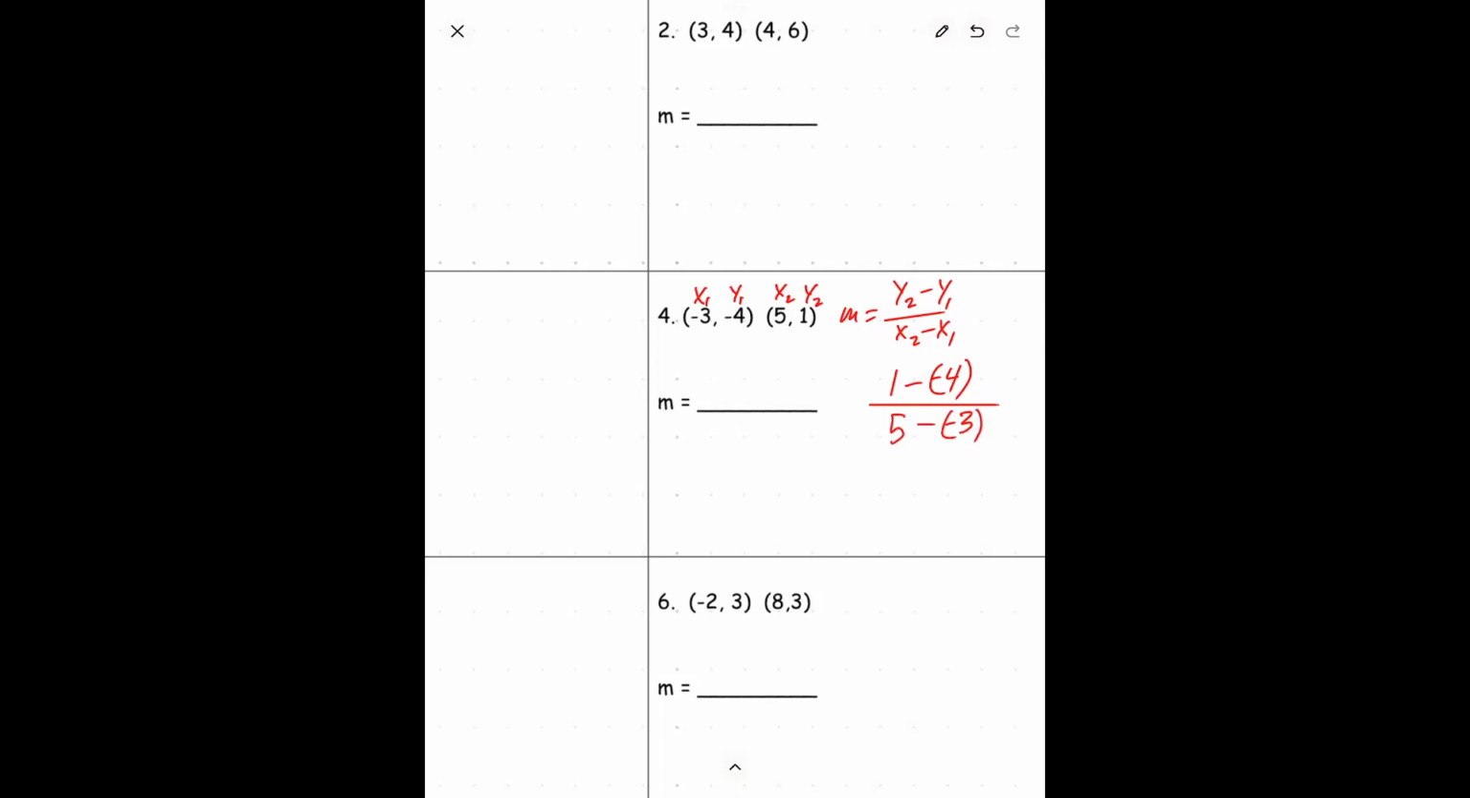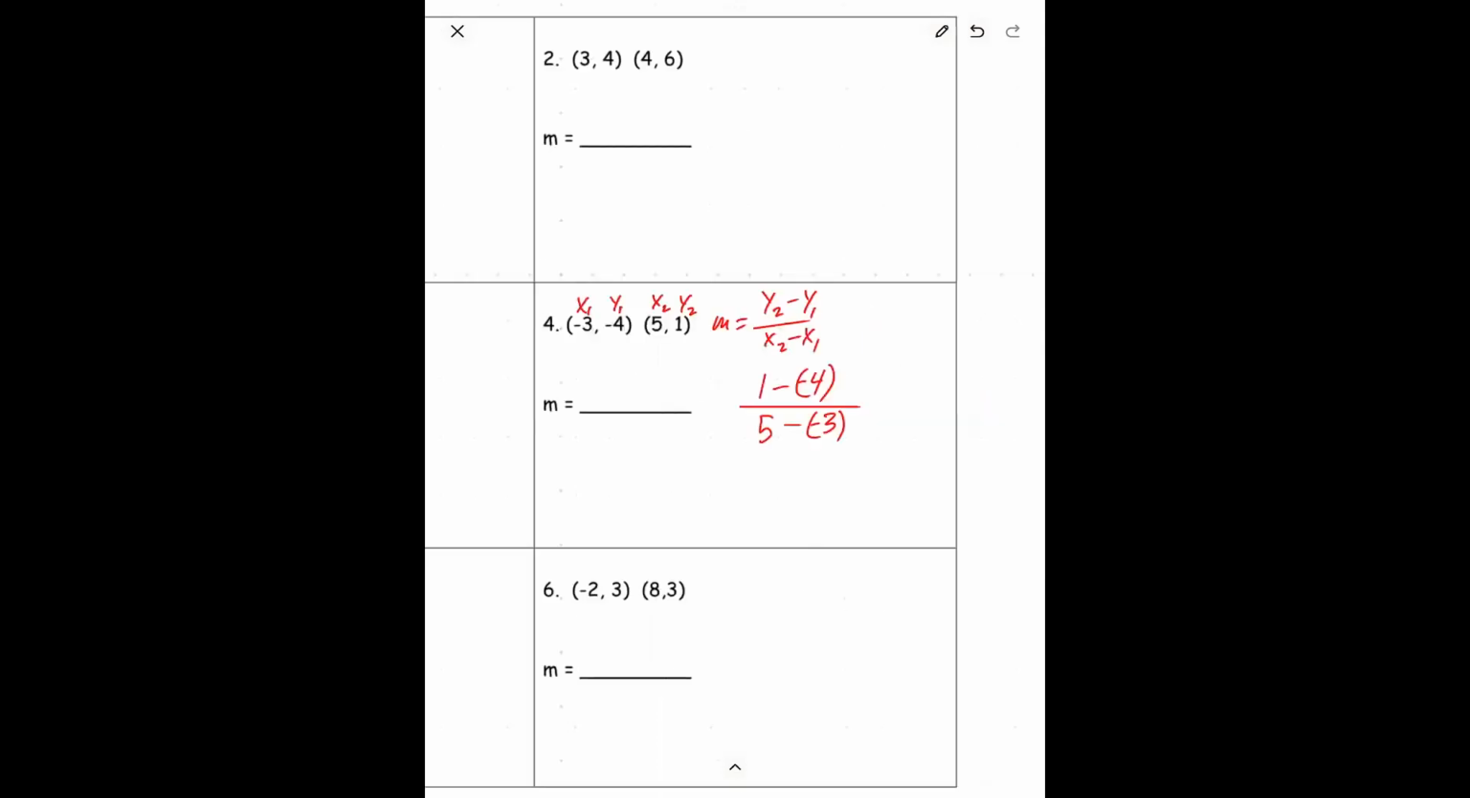I put them in parentheses. You don't actually have to put them in parentheses, but it kind of helps. So remember, when you subtract a negative, it becomes a positive. So this is going to be 1 plus 4, which is 5. And this is going to be 5 plus 3, which is 8. So the slope of the line that goes through these 2 points is 5 over 8.